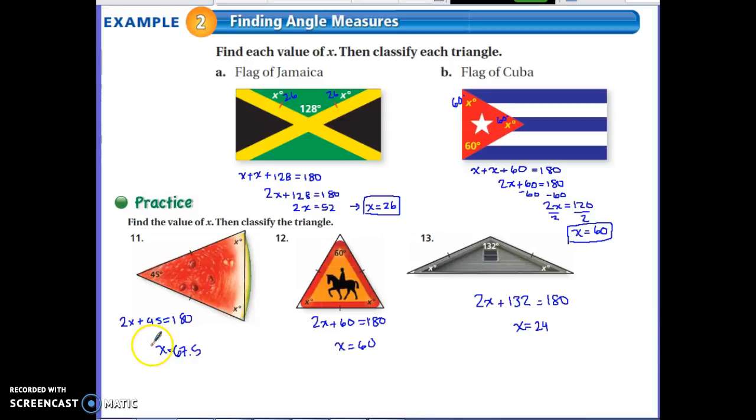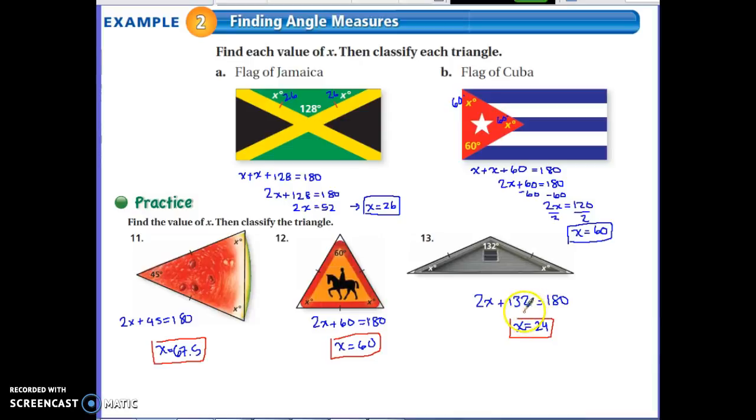For number 11, I got that x has to be 67.5. For number 12, I found that x equals 60, which remember, if all three sides are the same, then all three angles are the same. So if one of them is 60, so are the other two. And lastly, this is an isosceles triangle where x is equal to 24.